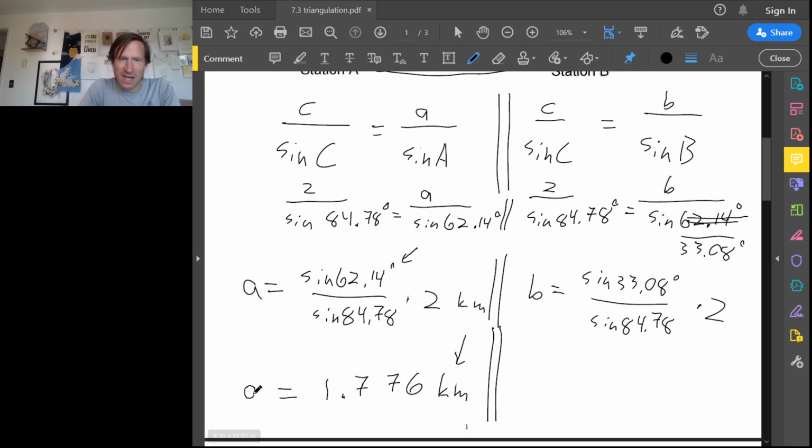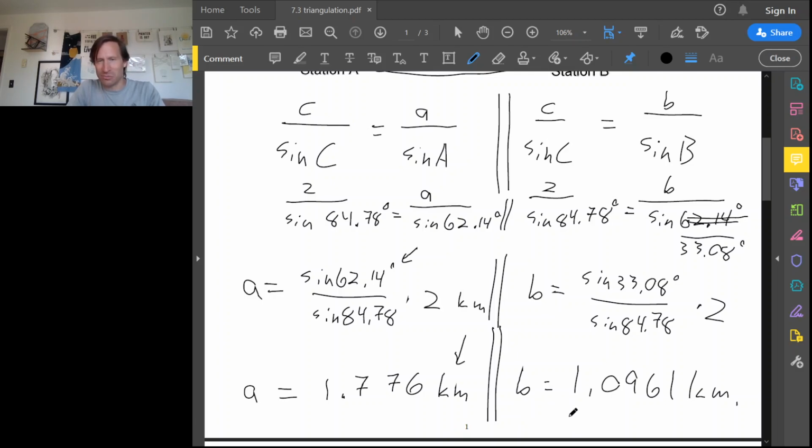Okay, that's for A. And then for the side little b, it's sine of 33.08 degrees divided by sine of 84.78 degrees, all times 2. That's 1.0961 kilometers.